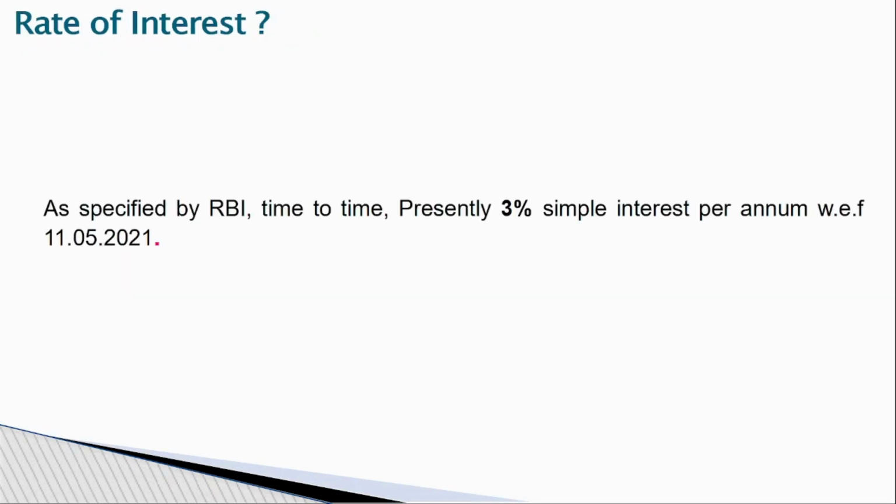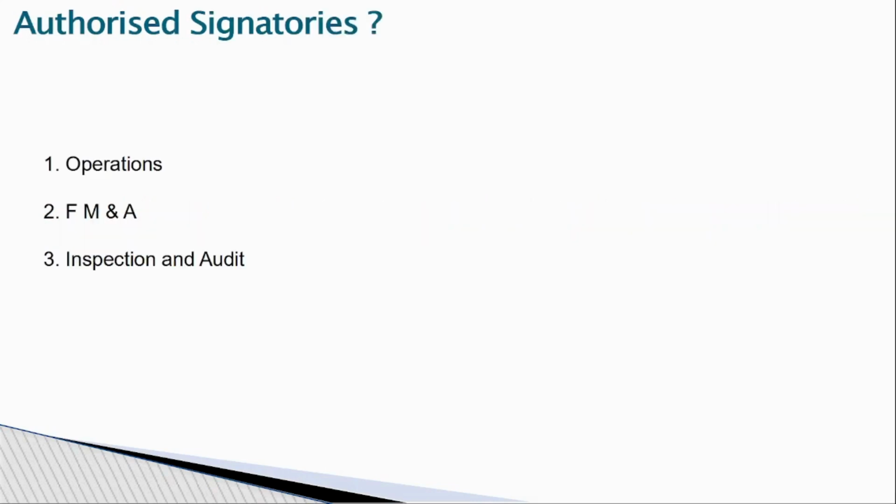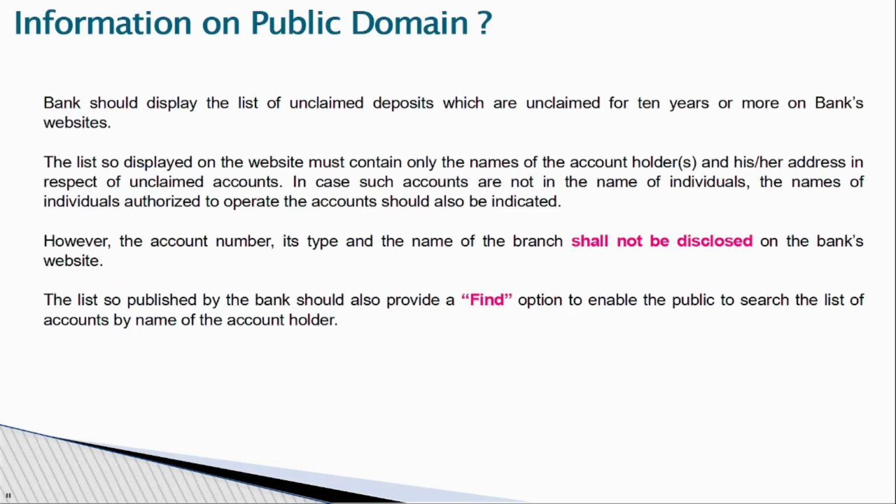Rate of interest, so this will be very important, 3% simple interest rate for the overdue period. This will be changing from time to time, so please verify. This is a very important question. As of now, 3%, which is applicable from 11th May 2021. So authorized signatories, while claiming or while transferring to DEF, the branch operations person and finance person, inspection and audit department, they have to sign the proper documents.